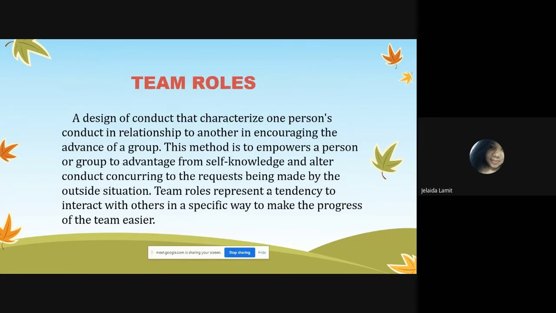Team roles. A pattern of conduct that characterizes one person's conduct in relationship to another in encouraging the advance of a group. This method is to empower a person or group to benefit from self-knowledge and alter conduct corresponding to the demands being made by the outside situation. Team roles represent a tendency to interact with others in a specific way to make the progress of the team easier.